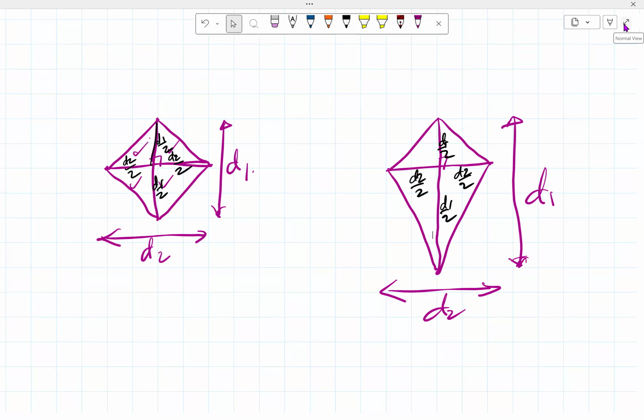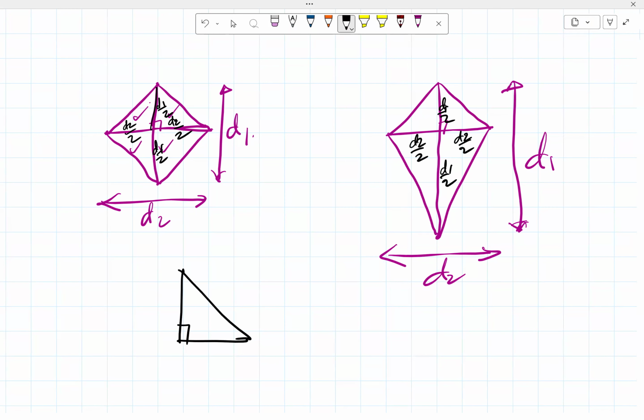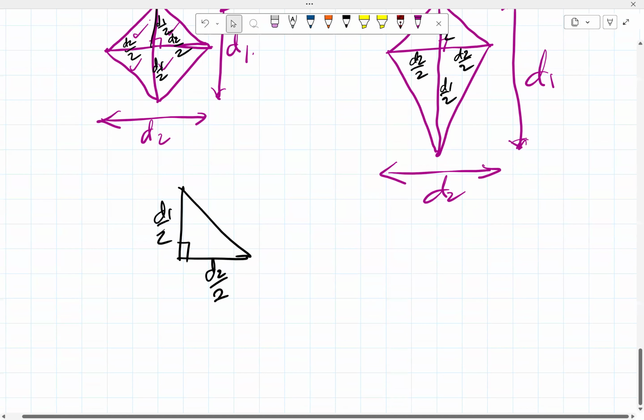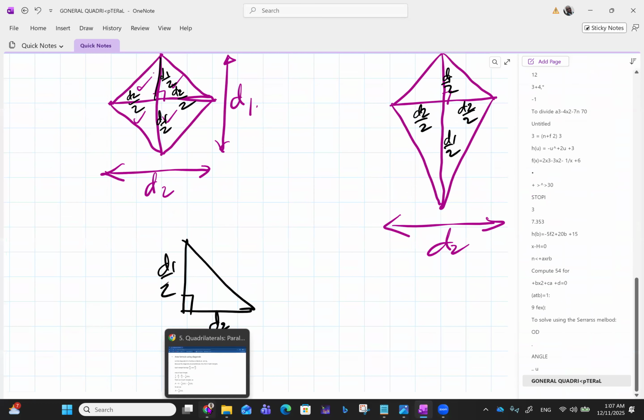But whatever that is, if you cut one triangle out, we have a right angle, by the way. This is D1 over 2, and this is D2 over 2. Okay, so the area. Yeah, let me go back to that and be sure what's happening there.